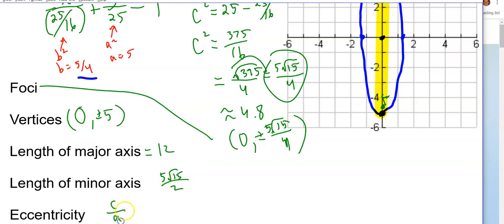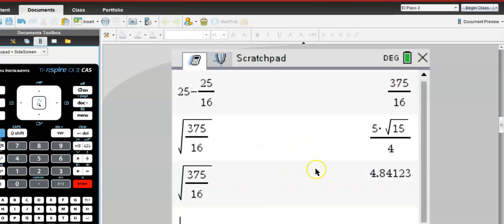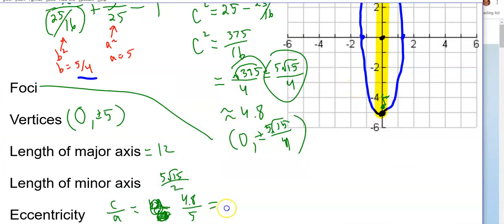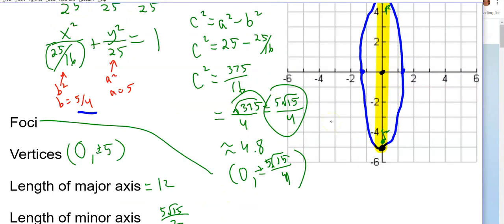Eccentricity is c over a, where c is that decimal 4.8-ish, divided by a. Sorry, a is 5. So 4.8 divided by 5. Let's just take that number we already have and divide it by 5. We get 0.968. Wow, that's huge. So that's 0.968, very close to 1, which means this is a very squished ellipse for sure.